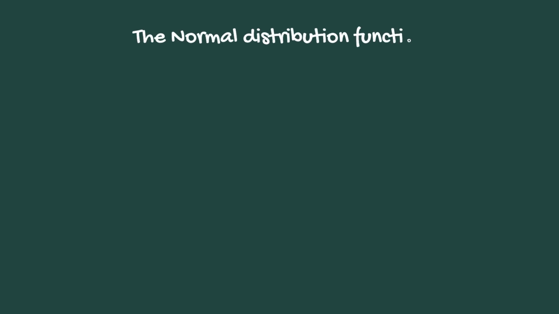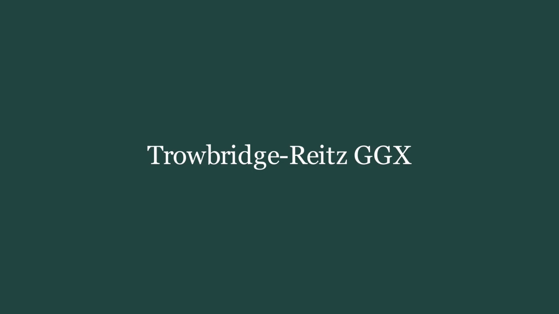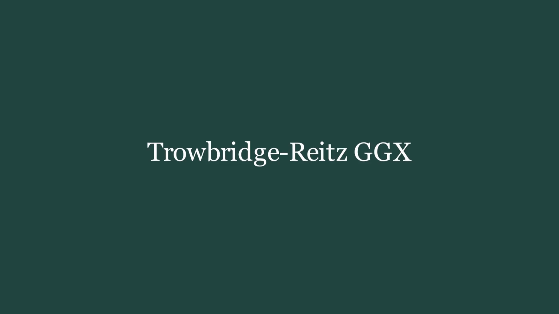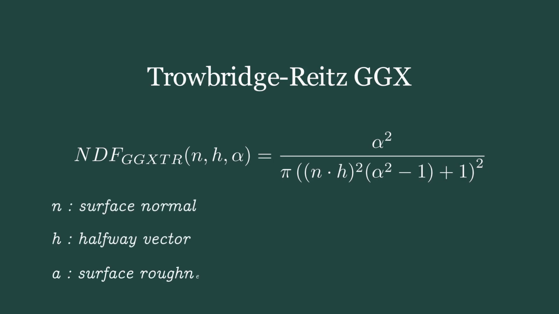The normal distribution function approximates the alignment of the microfacets to the halfway vector h. There are several normal distribution functions out there, but the more common one is the Trowbridge-Reitz GGX, which is represented by this equation, where n is the normal of the surface, h is the halfway vector, and a is the roughness. The Fresnel equation describes the ratio of the surface reflectivity at different surface angles, as described before.